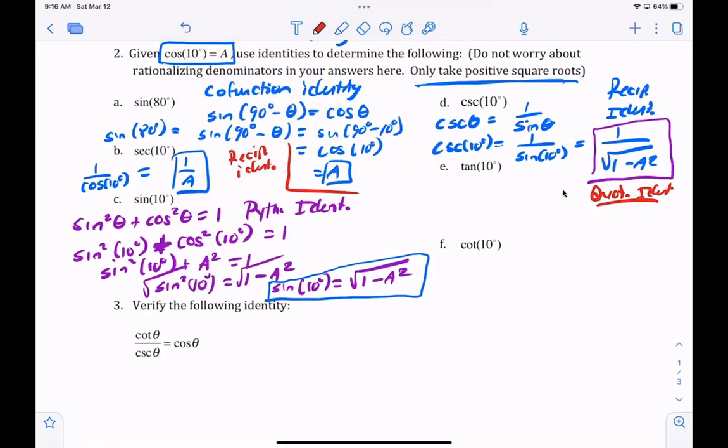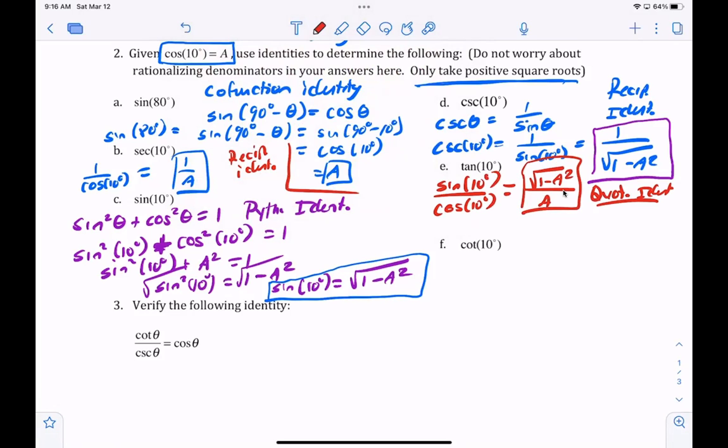And that's tangent of 10 degrees is sine of 10 degrees over cosine of 10 degrees. And we've already found sine of 10 degrees and cosine of 10 degrees. So sine of 10 degrees was the square root of 1 minus a squared, and cosine of 10 degrees we were given is a. The last problem in this set is to find cotangent of 10 degrees.